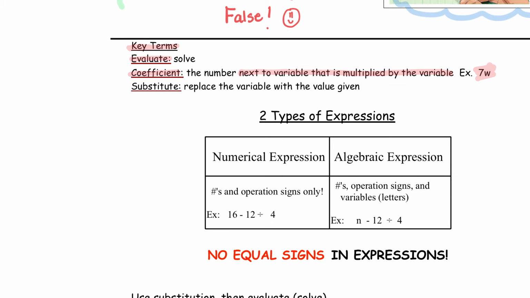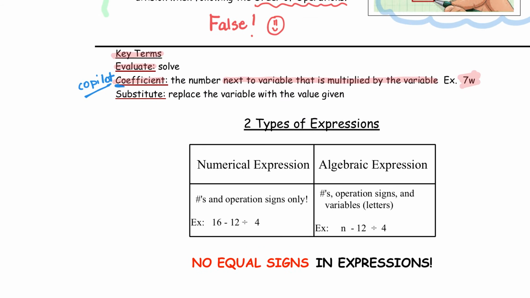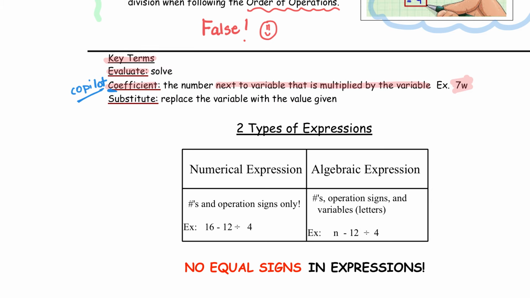A trick name for the word coefficient is co-pilot. Think about it. A co-pilot, what does a co-pilot do? A co-pilot sits next to the pilot. Okay, so coefficient, co-pilot. The coefficient is the number that is next to the variable. So if I have 7w as my example, the coefficient is going to be the 7.